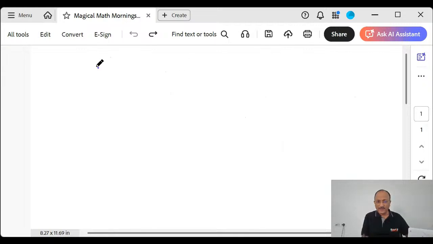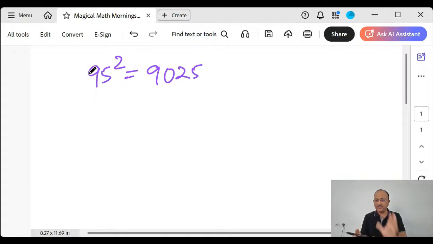What is 95 square? Everyone? 95 square, you know very clearly, correct? 9 tens are 90, 5 square is 25. This trick we have already learned. In case you have missed it, go to the YouTube channel. There you will find squares of the numbers ending with 5. You will find this trick very easy. You will be able to tell within 1 second.